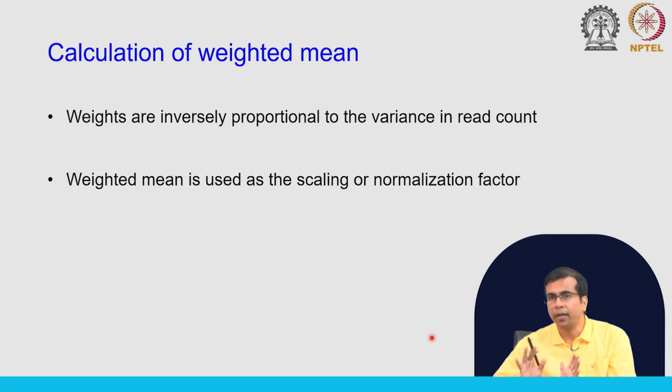And again the idea behind this is that genes that show constant expression across samples, right, should have the highest weight. Okay. They are clearly not differentially expressed.